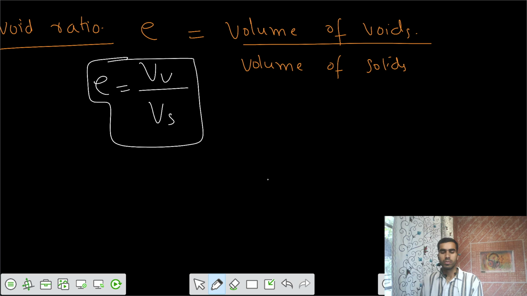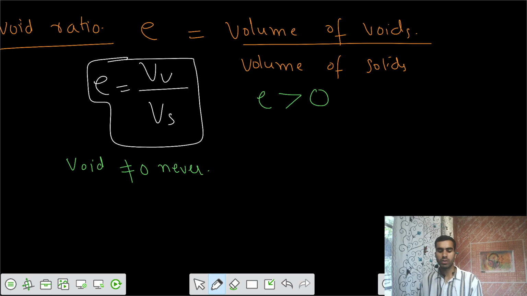Now in this case, there is definitely going to be some volume of voids always. It can't be zero. Your void is never zero. That means if there is some void, there would be some volume of void, so it would never be zero. That means its value is always greater than zero.